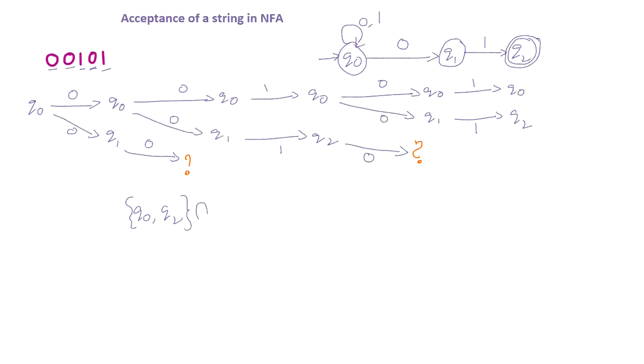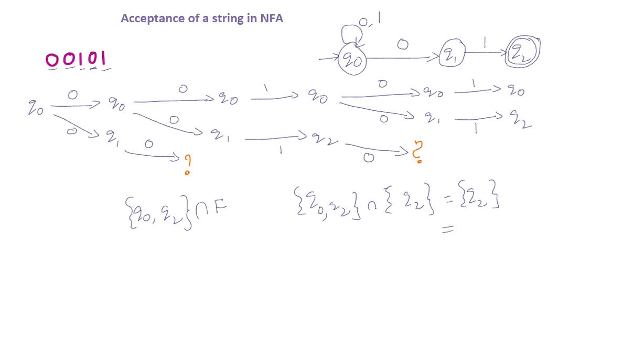Find the intersection with F. F is the final state in the given NFA. So Q0, Q2 intersection with F, that is Q2, you are going to get the state Q2.